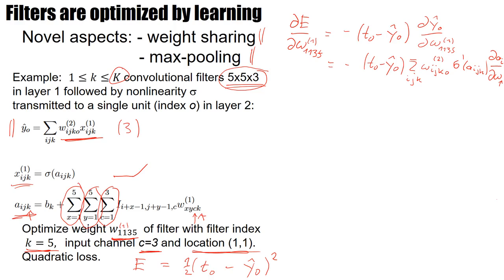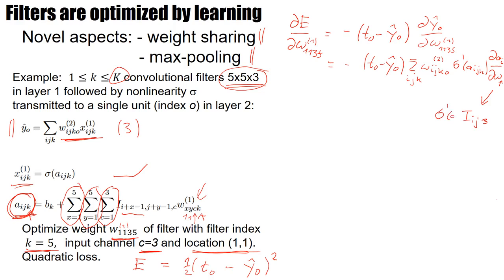So let's calculate this derivative. Let's look at the equation at the lower left, a_ijk. I take the derivative with respect to one specific weight, the weight with index 1135. So if it's 1135, that means x has to be put to 1, i plus x minus 1, well, i plus 1 minus 1 gives just i. j plus y minus 1, plus 1 minus 1, gives just j. I'm interested in c equal 3, so the only thing that remains is I out of this is I_ij3.